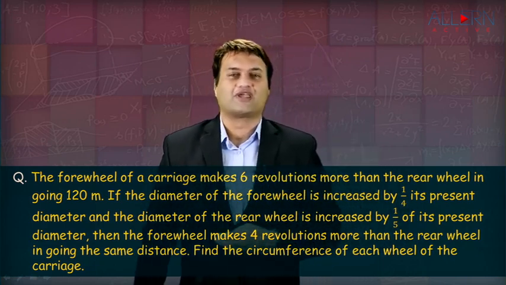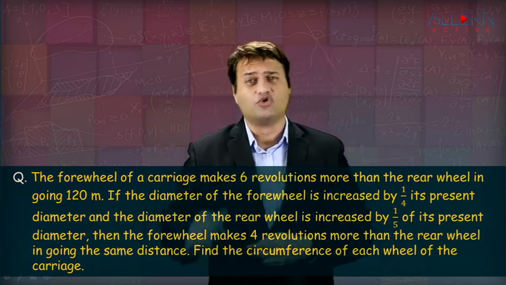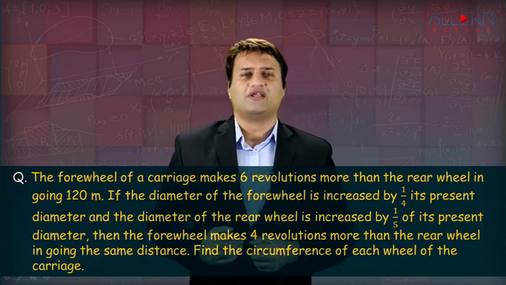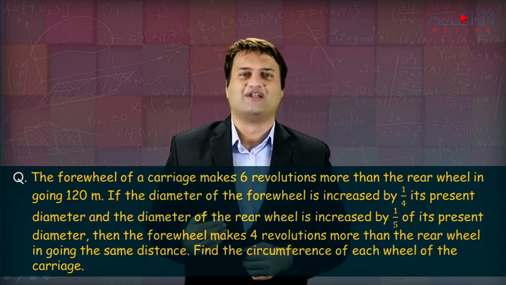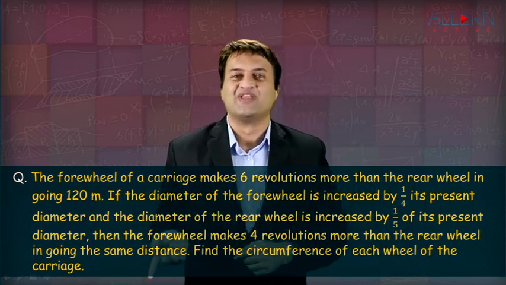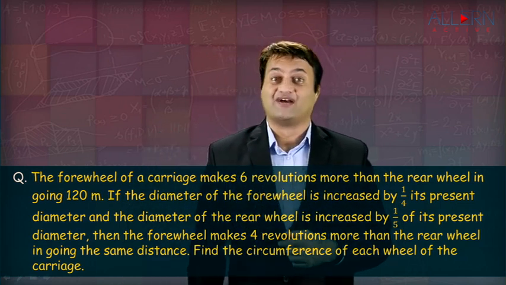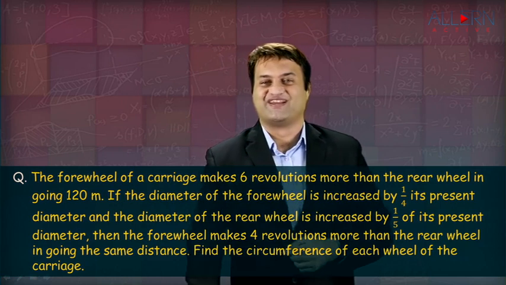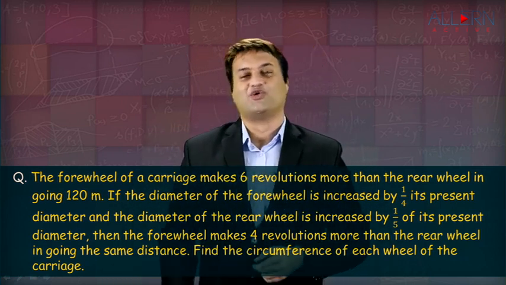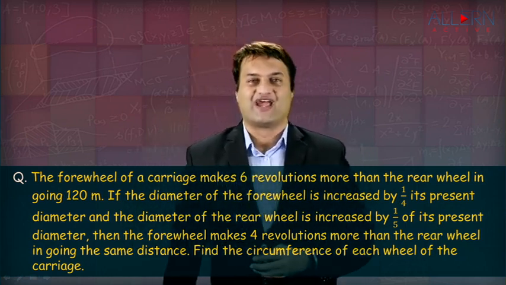The forewheel of a carriage makes 6 revolutions more than the rear wheel in going 120 meters. If the diameter of the forewheel is increased by 1/4 of its present diameter, the circumference will also increase. And the diameter of the rear wheel is increased by 1/5 of its present diameter, and you know how to find the new circumference, right? Then the forewheel makes 4 revolutions more than the rear wheel in going the same distance. Find the circumference of each wheel of the carriage.